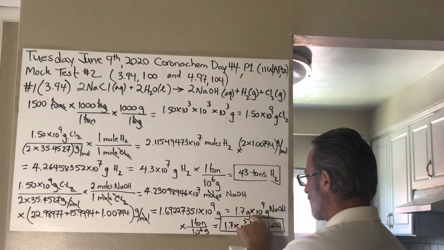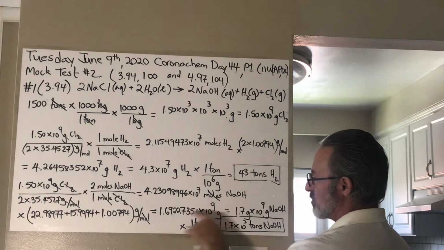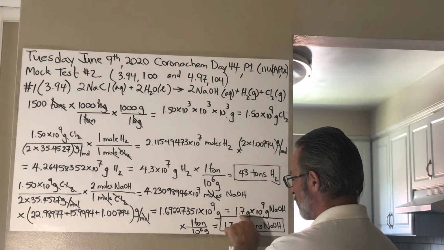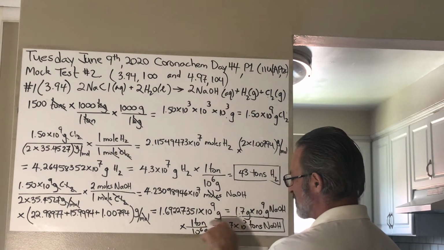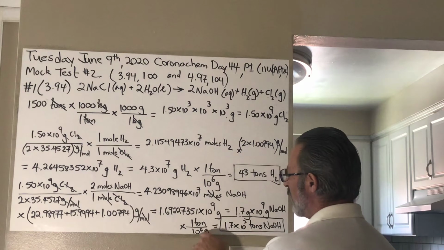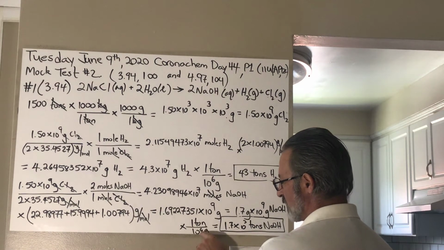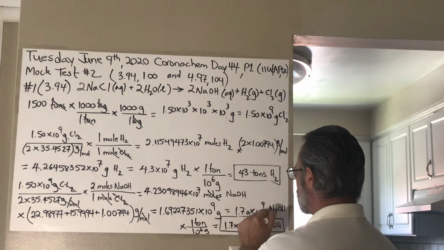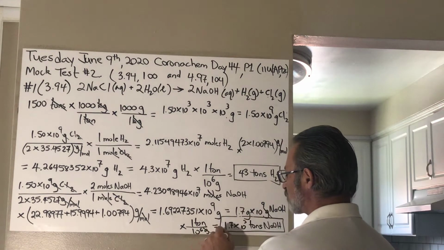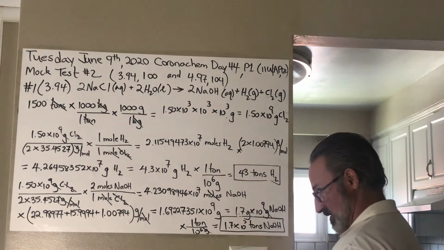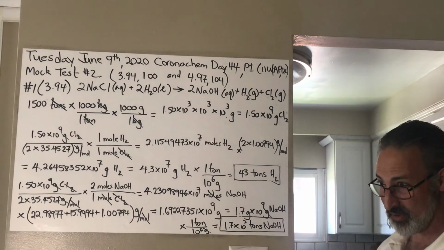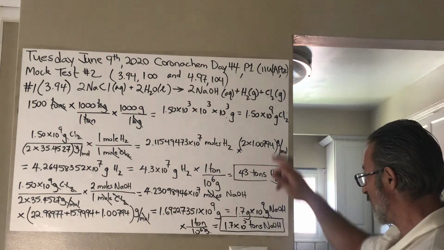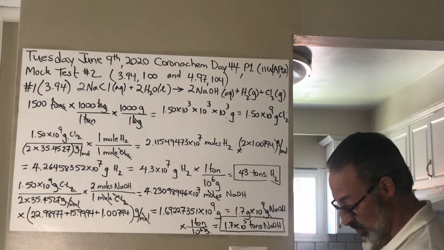We report it to the correct number of significant figures, which is 2. So 1.69 turns into 1.7 times 10 to the 9. Converting from grams to tons is more practical here. There's a million grams, 10 to the 6 grams per 1 ton. So the grams cancel, and you get tons of sodium hydroxide. So you get 1.7 times 10 to the 3, or 1,700 tons of sodium hydroxide from that much chlorine gas.